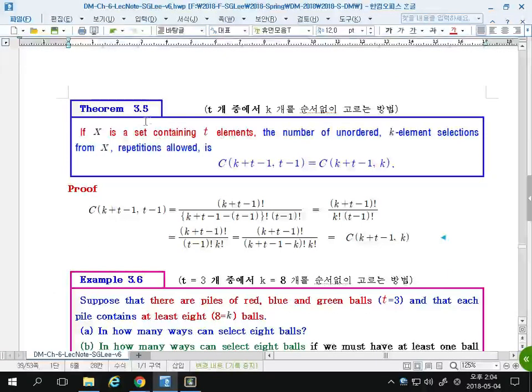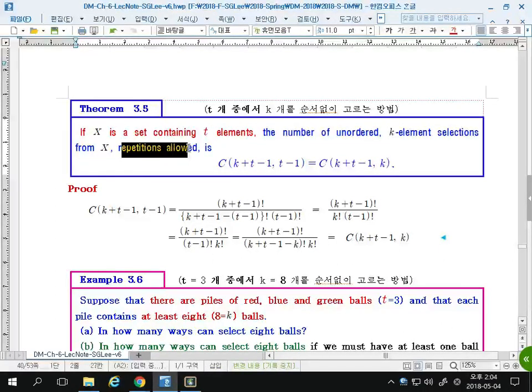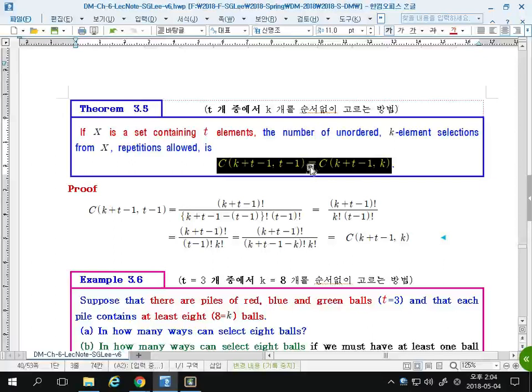Next, theorem 5. If X is a set containing t elements, the number of unordered k element selections from X, repetitions allowed, is this. Why? This is the way.